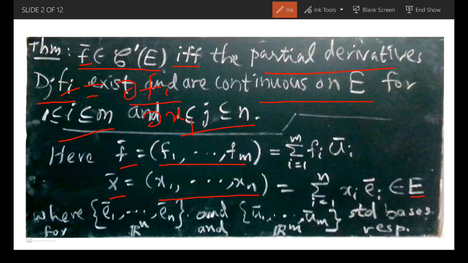So this f as an m tuple, this is the notation, but as a linear combination of the standard basis elements ui, this is the notation: sigma i equal to 1 to m fi times ui, where ui is the standard basis for Rm. And whenever x is in E, namely x equal to the n tuple x1, etc., xn, this is the linear combination notation for x, where ei is the standard basis for Rn.